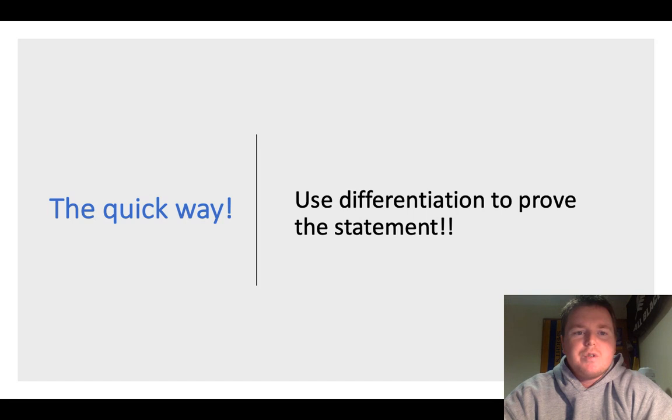Your extension for today is to actually just solve it using the quick way. You may have already done this, and it's to use differentiation to prove the statement that the difference between the expressions is a constant.